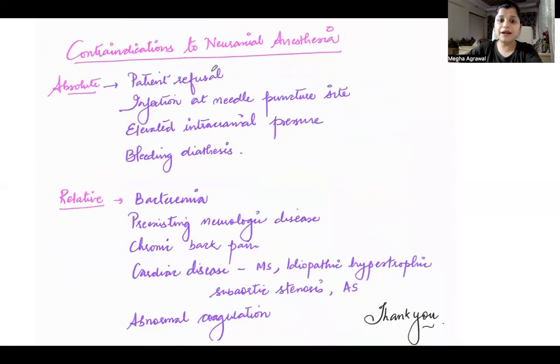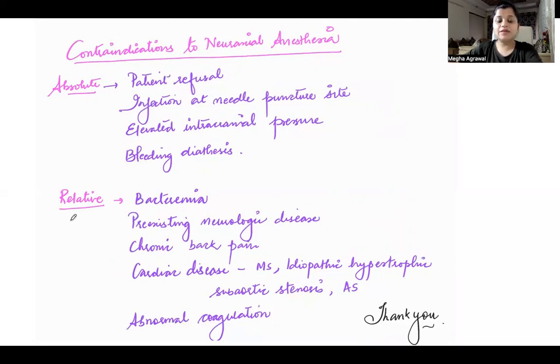There are certain contraindications in neuraxial anesthesia. The absolute ones are: if the patient is refusing, then we cannot give a neuraxial block. If there's infection at the needle puncture site, then we should not give it, because it is a sterile space inside. If there is elevated intracranial pressure, then we should not give neuraxial anesthesia because it can cause herniation of brain tissue. If there is bleeding diathesis, then we should not give it. There can be hematoma formation, which can paralyze the patient.